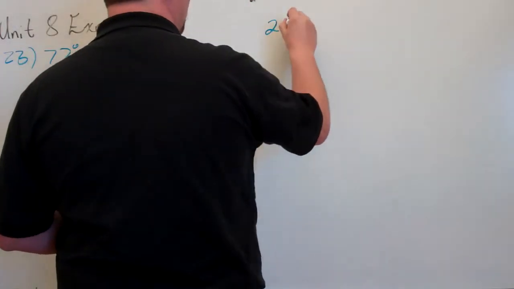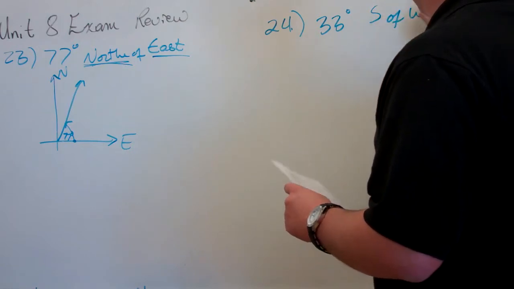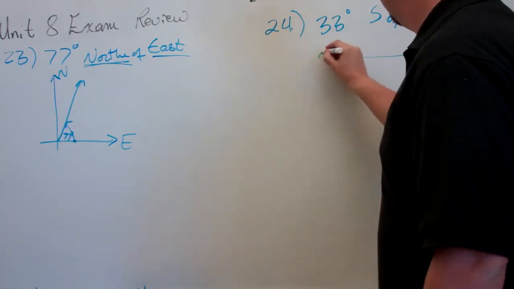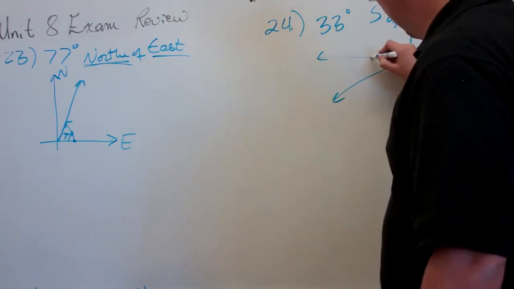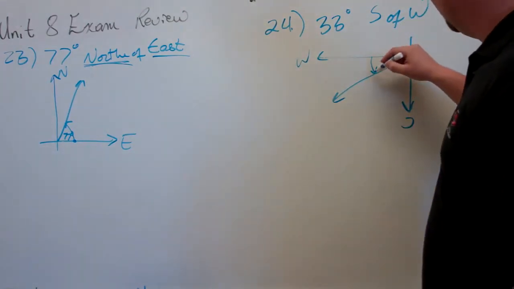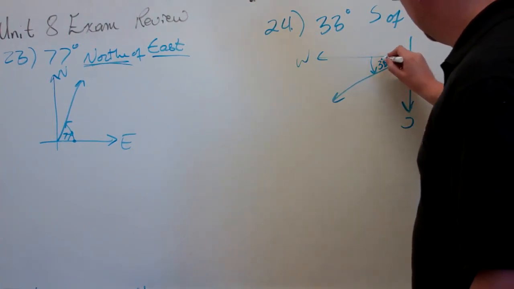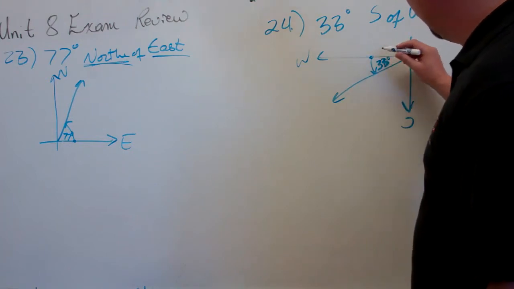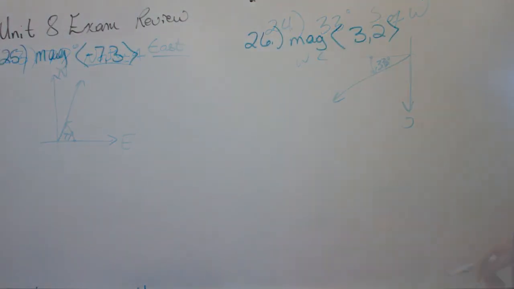So for number 24, we need 33 degrees south of west. Alright, so we know that our angle arrow is going to point south, because this is west, this is south. We know our angle arrow is going to point south, and it's going to start at west. That's 33. It's going to start at west and point south, because it's got to point south and start at west.